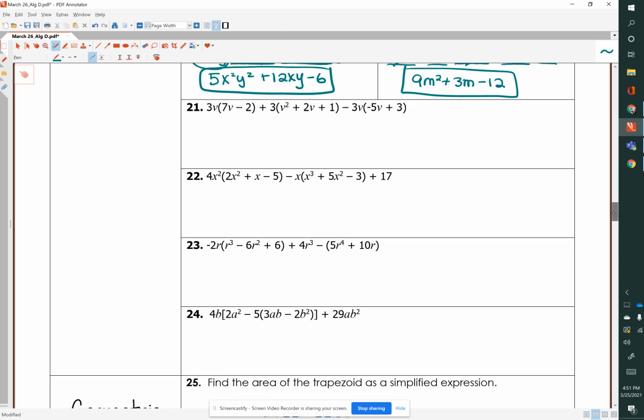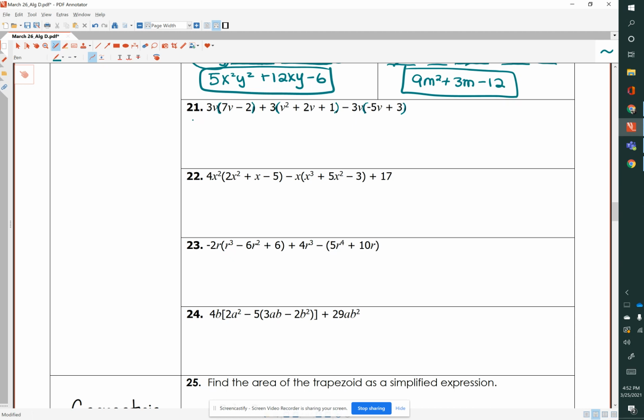So now 21 through 24, just a little more complex, and then we'll go on to geometric applications. So for number 21, 3v times the quantity of 7v minus 2 plus 3 times the quantity of v squared plus 2v plus 1 minus 3v times the quantity of negative 5v plus 3. You'll find these start to take up a lot of room on paper. So if you need extra scratch paper, get it handy.